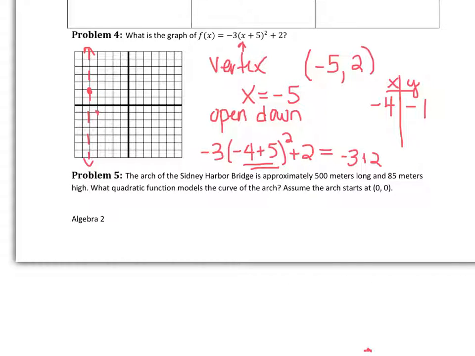And we can quickly plot that point. And because of symmetry, I also know I have the point -6, -1. And really that's enough then to be able to draw your parabola.